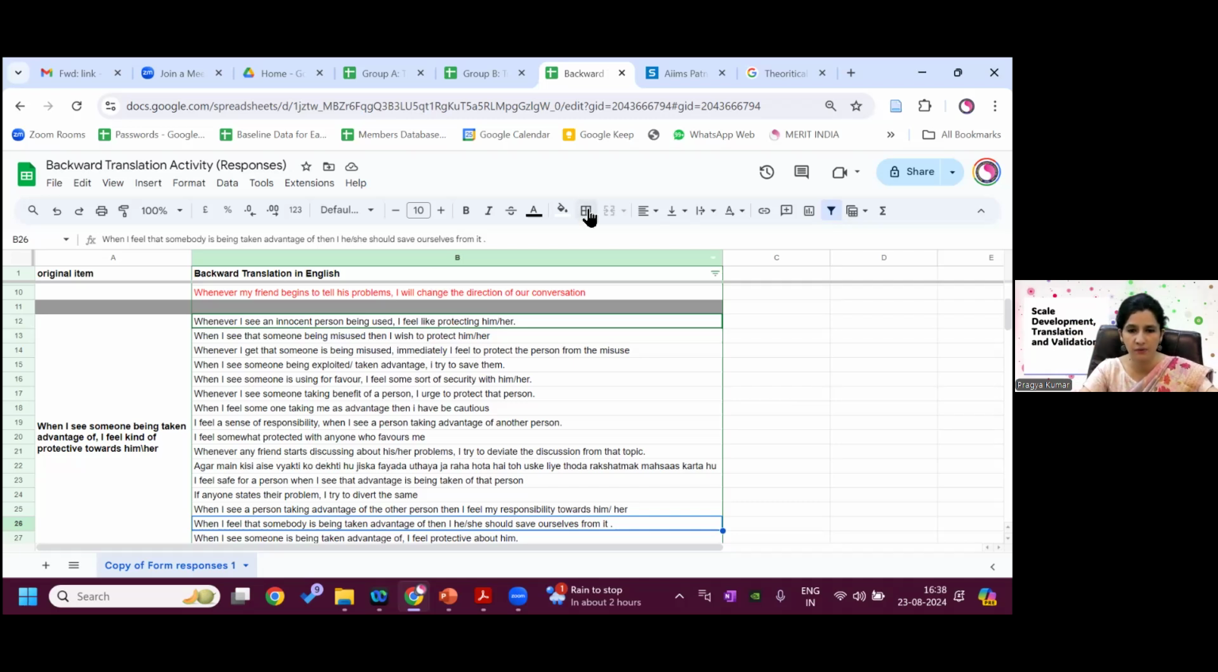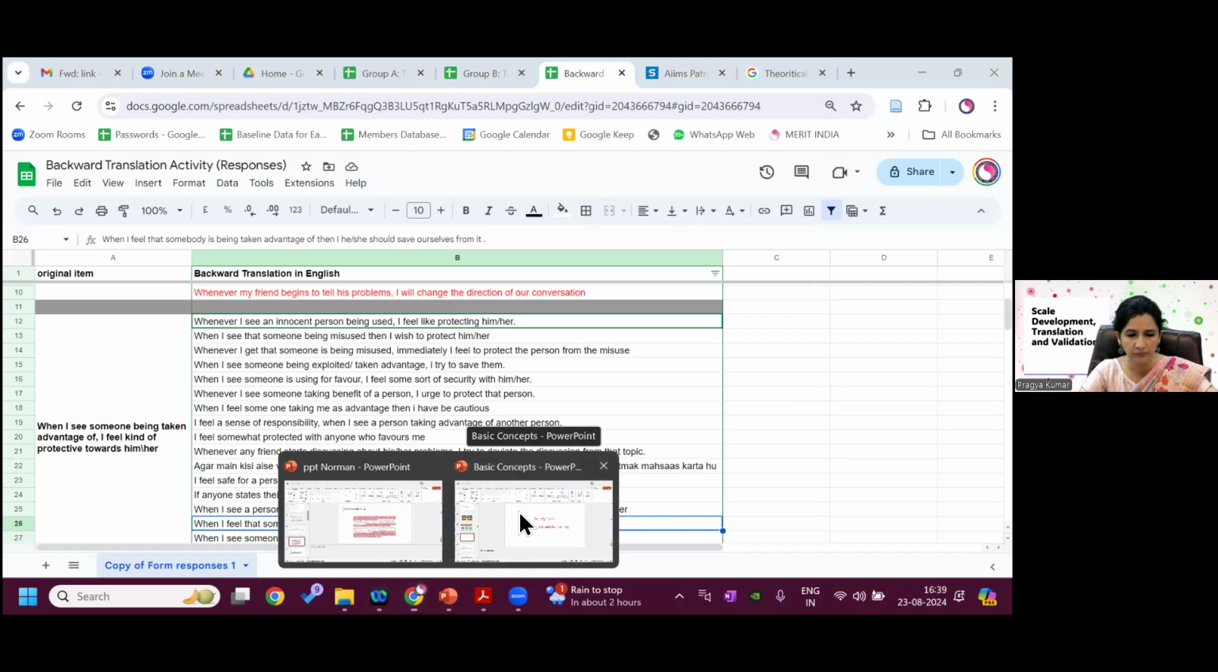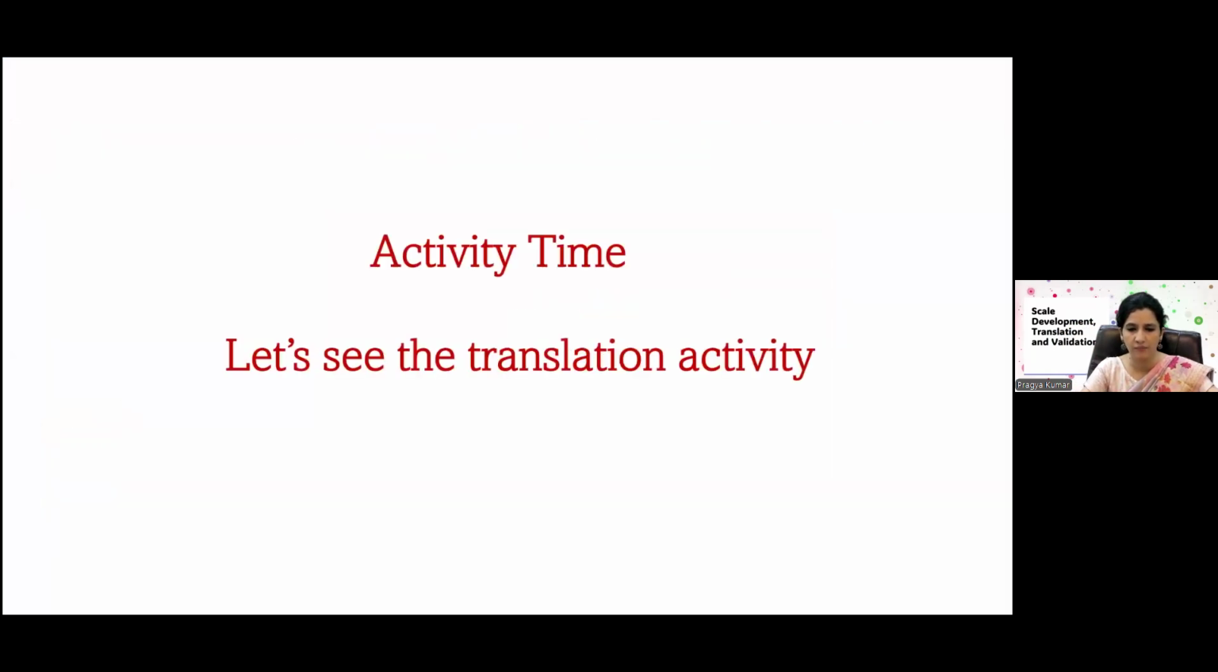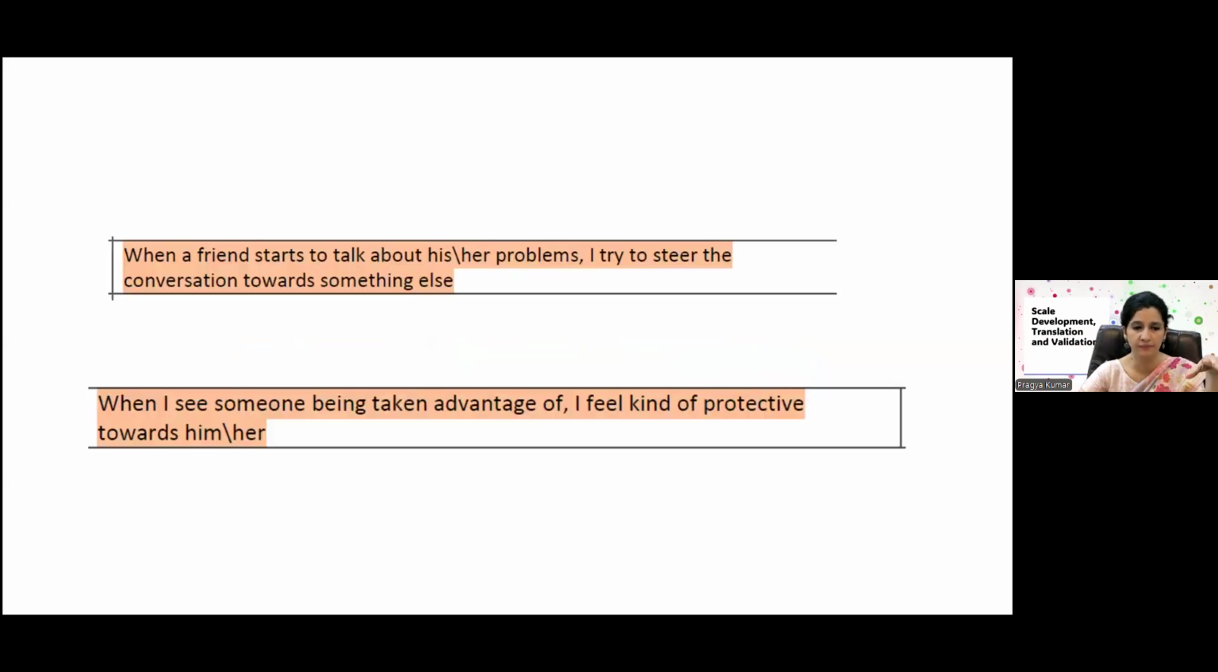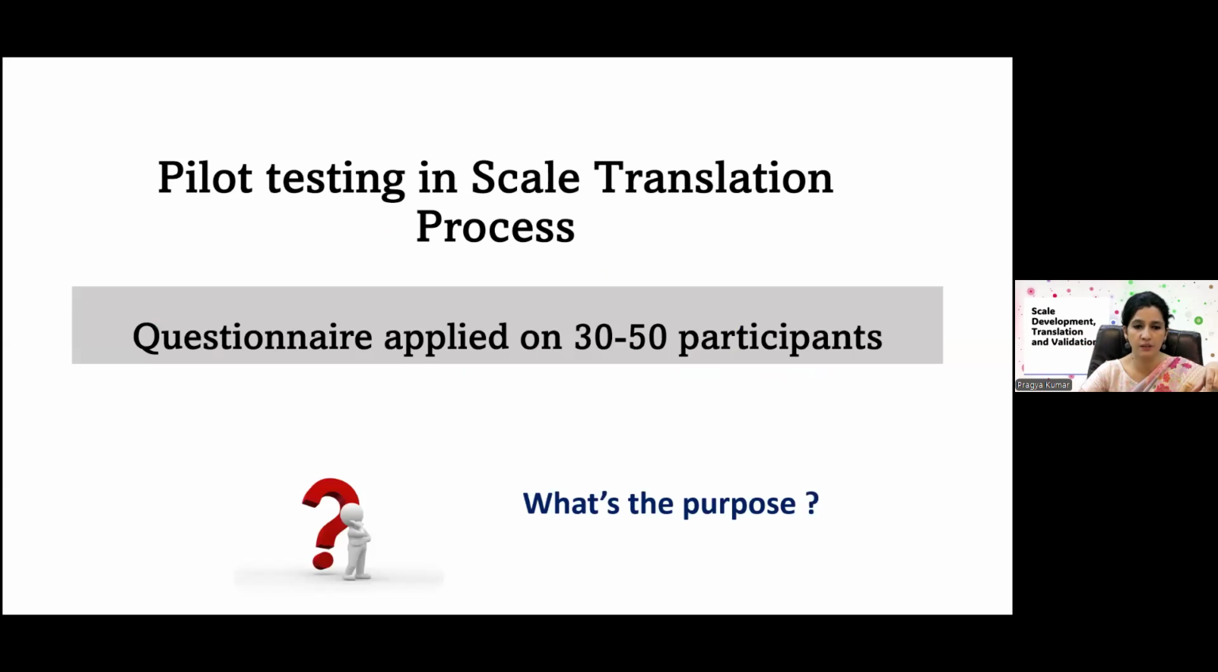Okay, so going forward. Have you understood the translation process? Again, to reiterate, the two language experts should be different. Ideally two for the forward translation and two for the backward. But if there is a resource limitation, you can have one for the forward and one for the backward translation. Then the four of them should sit together and match the backward translation with the original version of the scale and see. So these were the two questions.